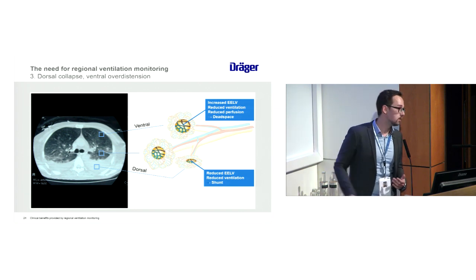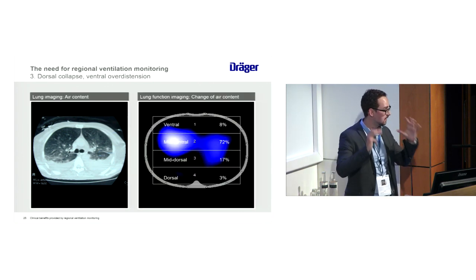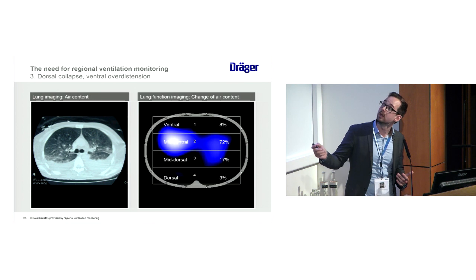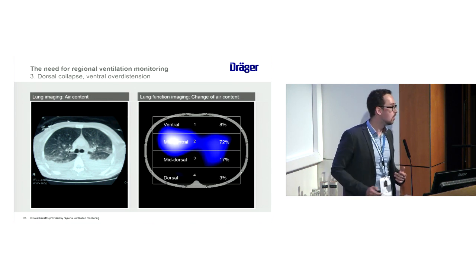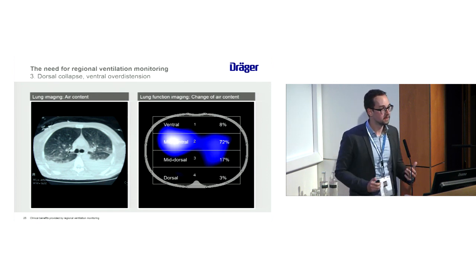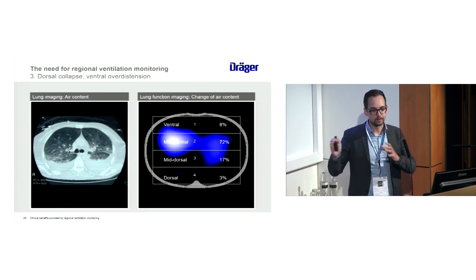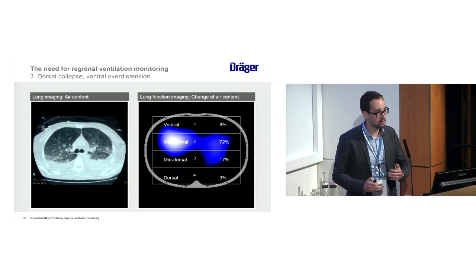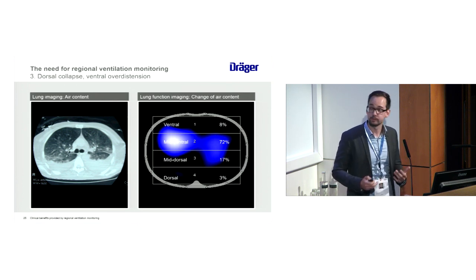And this is what we can also see in a simplified tidal image. So what we're seeing is that most of the ventilation is going into the mid-ventral part. We have reduced ventilation in the ventral part, and of course, as previously, also in the dorsal part. So EIT is based on the interpretation of a loss or a reduction of ventilation in certain regions.